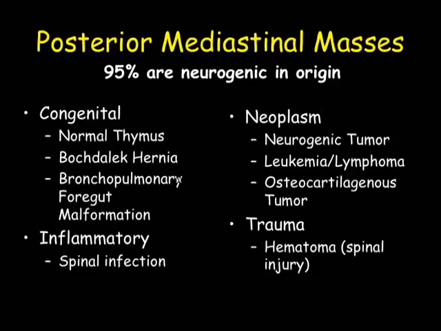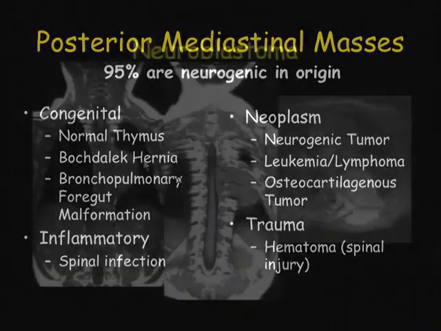95% of posterior mediastinal masses are neurogenic in origin. So between the three categories, you can get the 2 T's for the anterior mediastinum, A's and B's for the middle mediastinum, and neurogenic for the posterior mediastinum, and that'll get you 95% of the mediastinal masses in kids.